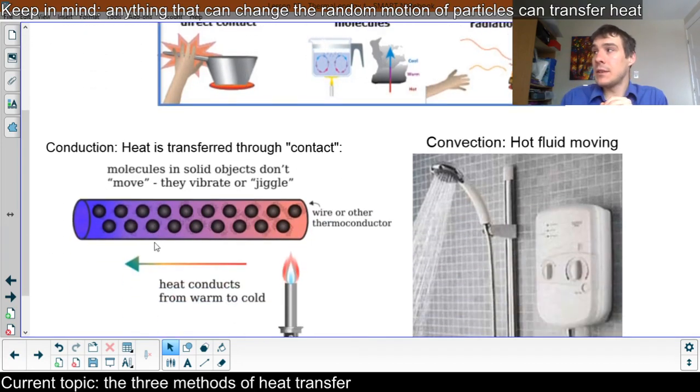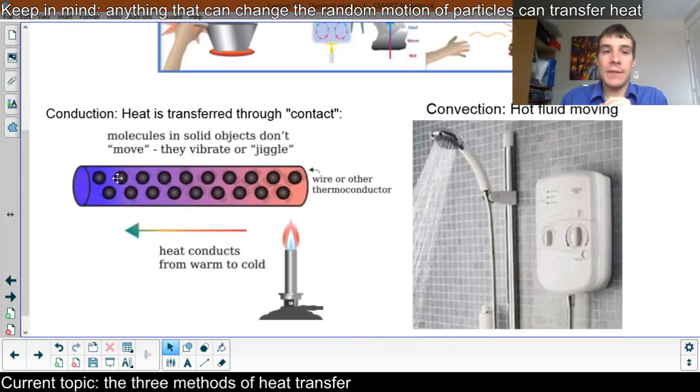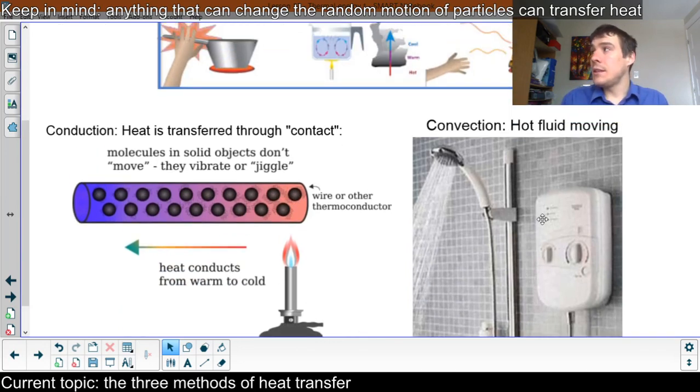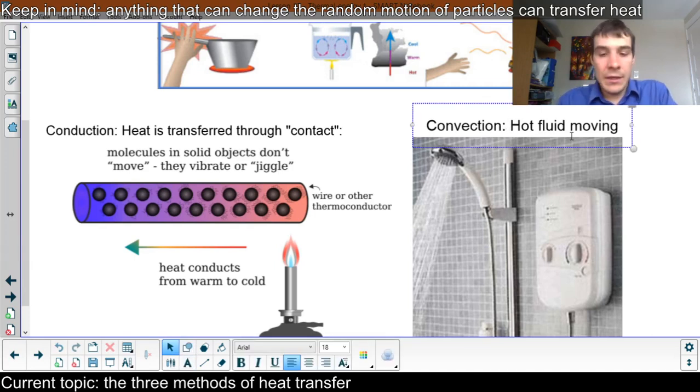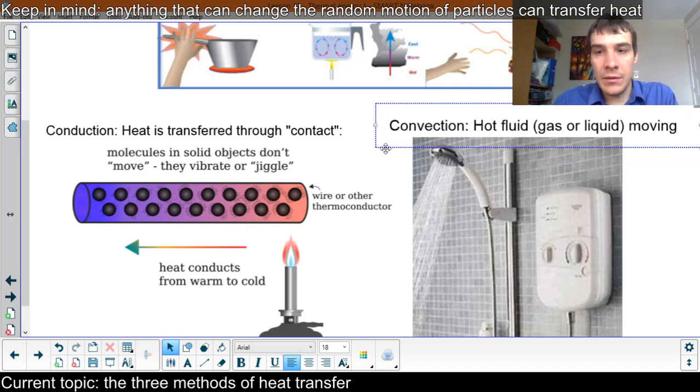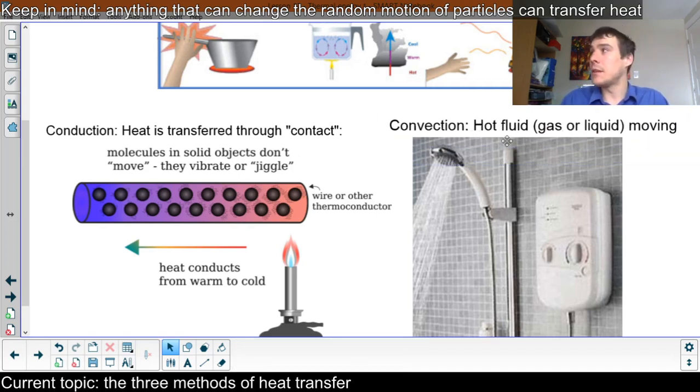So here's conduction, right? You see that these are moving faster than these, and so it slowly conducts. Convection is a little bit harder to understand. Convection is a hot fluid moving, and fluid is an interesting word here. So I should probably add in here that a fluid can be a gas or a liquid. A fluid just means something that can flow. You can actually see the word flow in there. Fluid is flow, so gas or liquid moving.